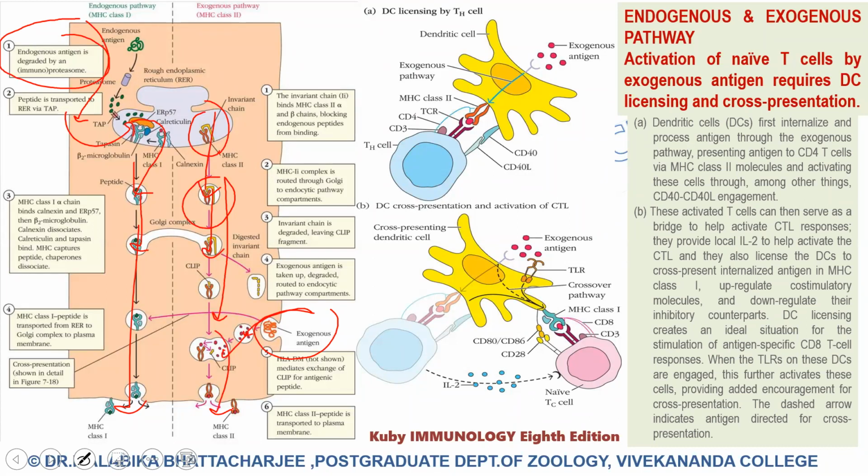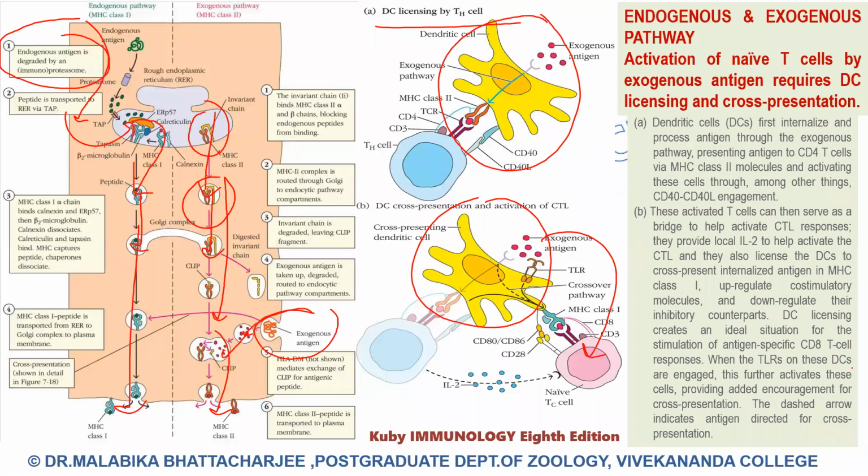So whenever we have T helper activation, as you can see, there are two pictures shown here. This is the licensing of T helper cells. The dendritic cells are activating the T helper cells via MHC class 2 as antigen presentation. And this is again a dendritic cell activating a T cytotoxic cell by antigen presentation. So this was in a nutshell summarizing the processing pathways, and with this we complete our structure and function of MHC class 1 and class 2 molecules.